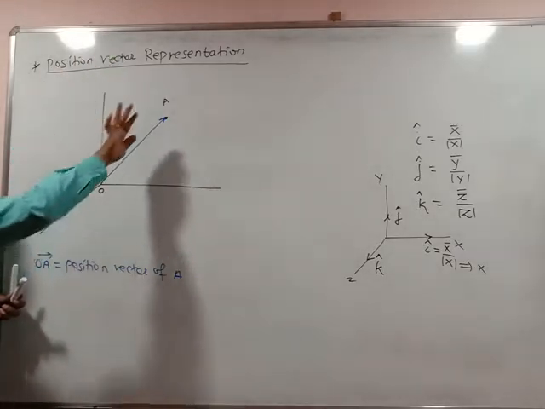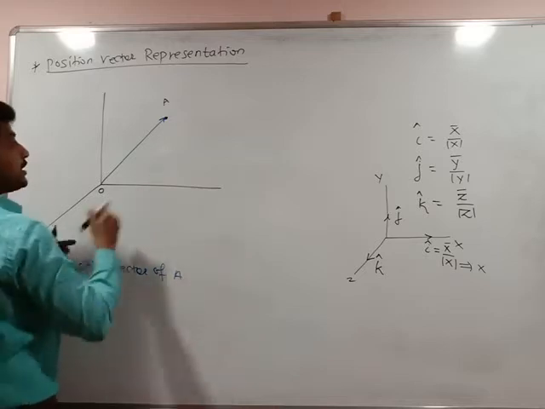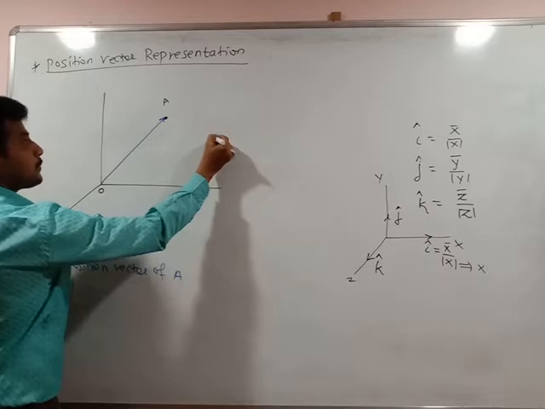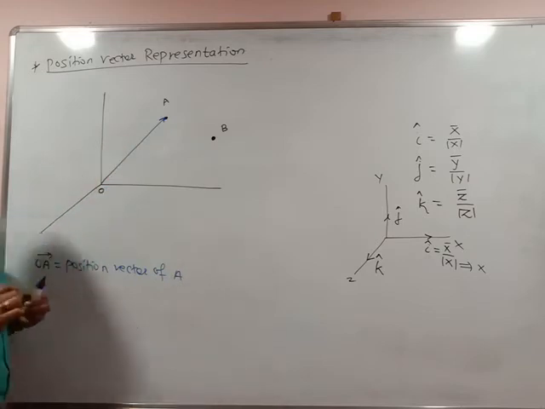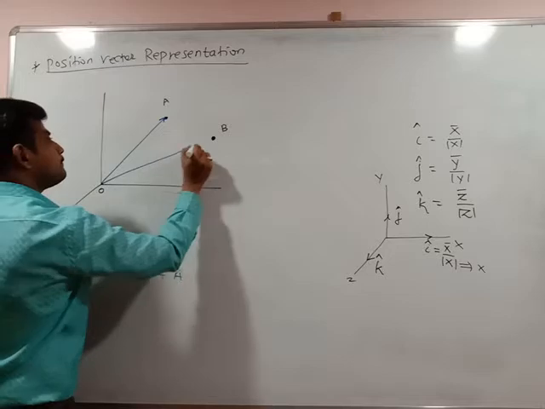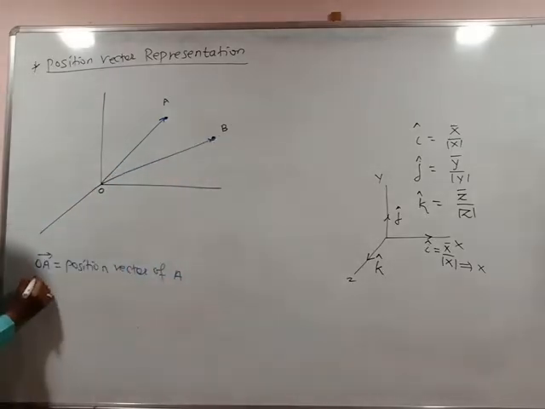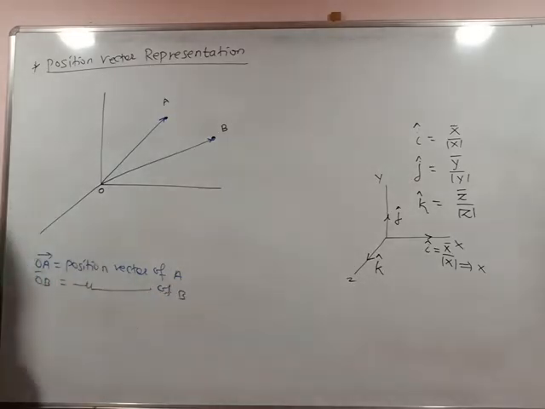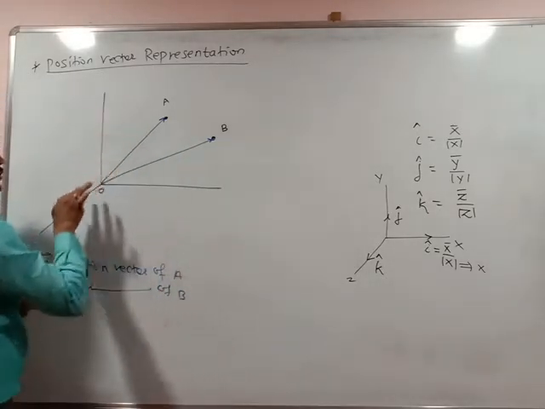There is another object thrown from this point. That object may reach this position, which is said to be B. See, the two positions are different. How to locate the position of the second object? Like this. So this OB bar gives the position vector of the second position of the object. These two positions are different.